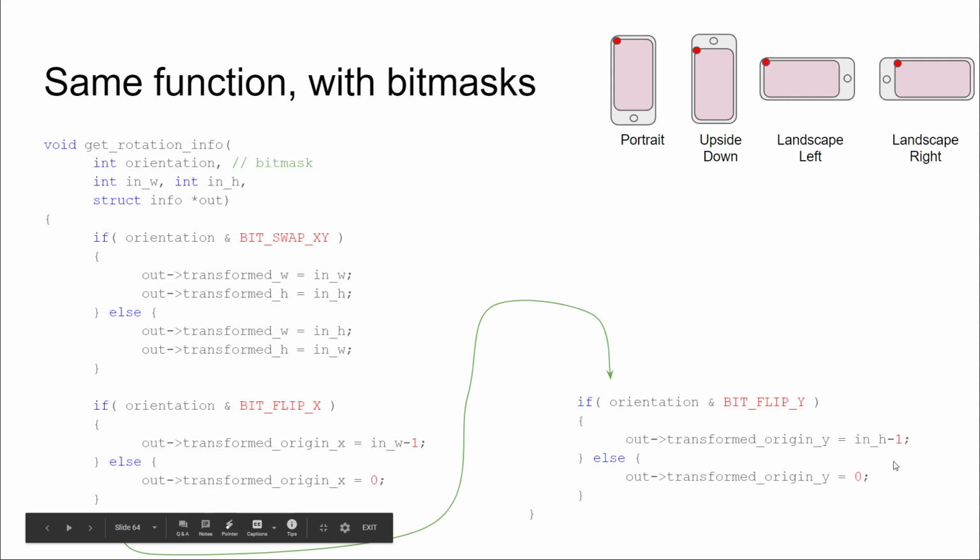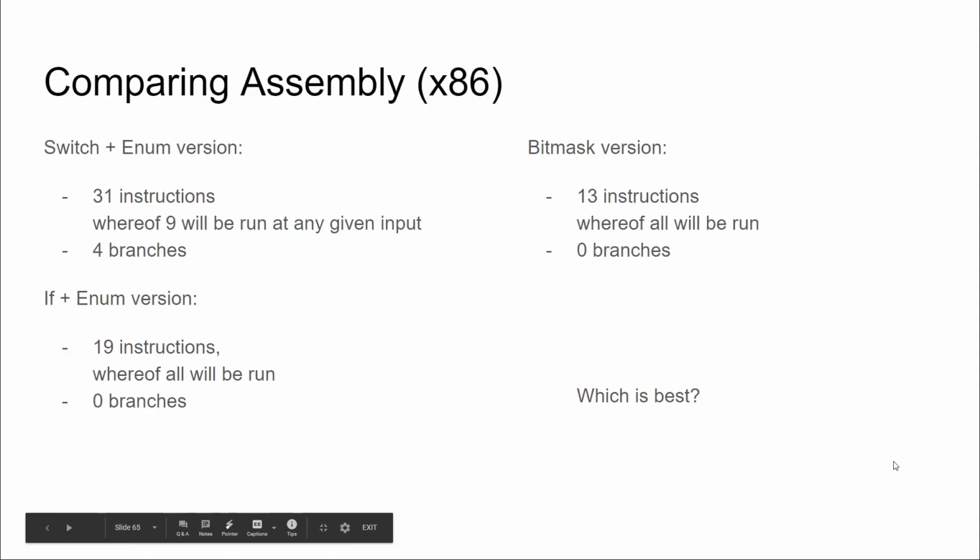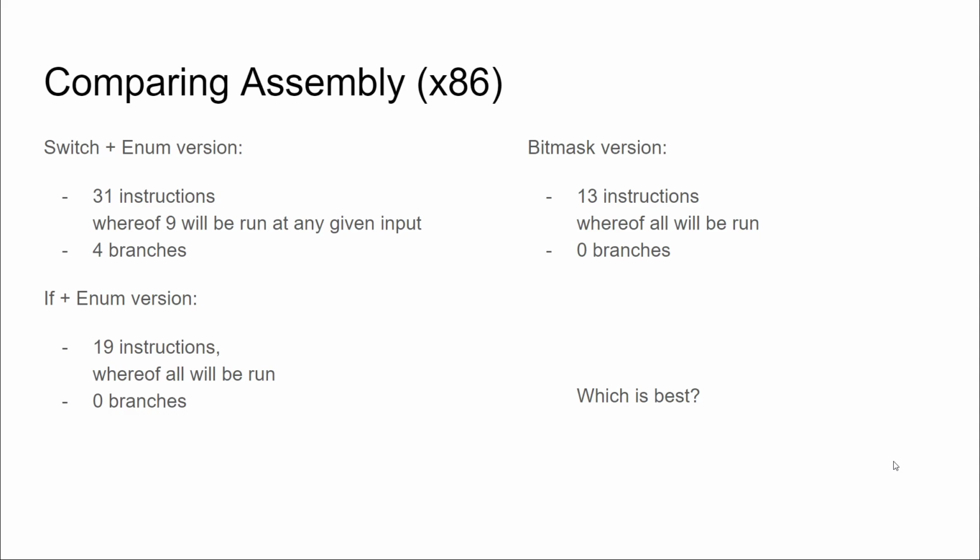In result, I then end up with a bunch of assembly instructions. The switch and enum version of my code had 31 instructions, whereof 9 will be run off any given input, so that's actually pretty fast. But there's 4 branches in there, and branches can be a problem because you're basically fooling the branch predictor in the CPU, so maybe it works out, maybe it doesn't.